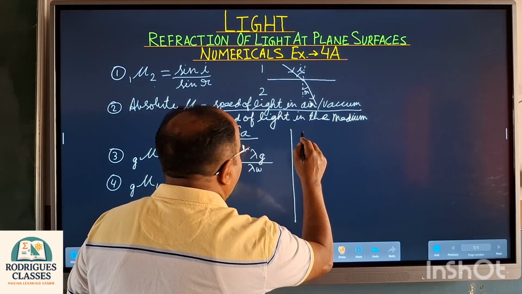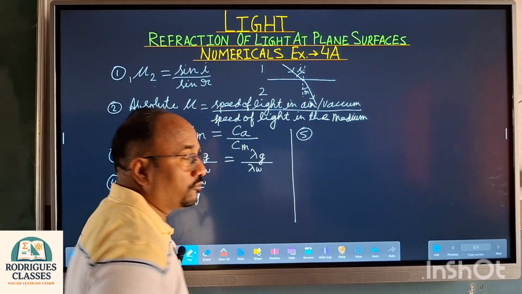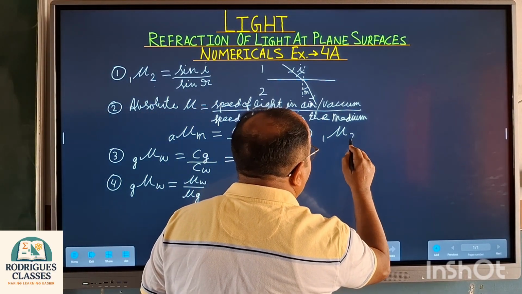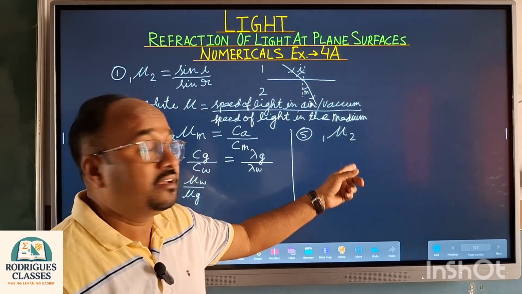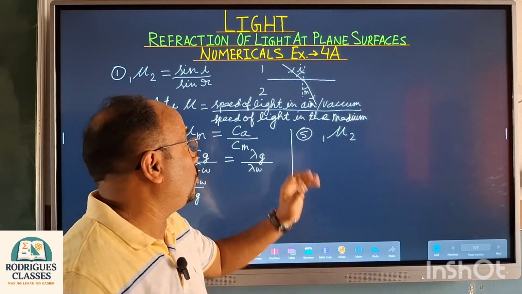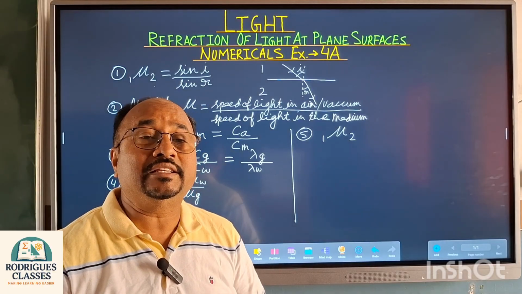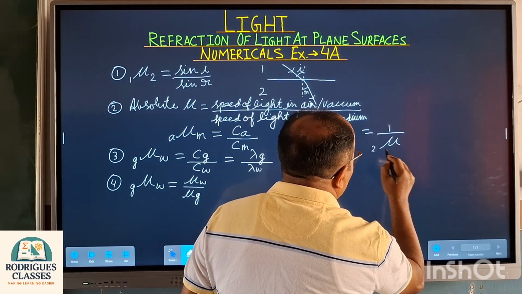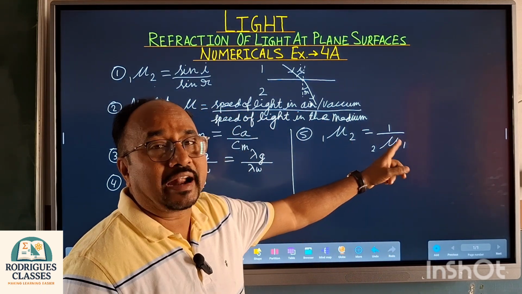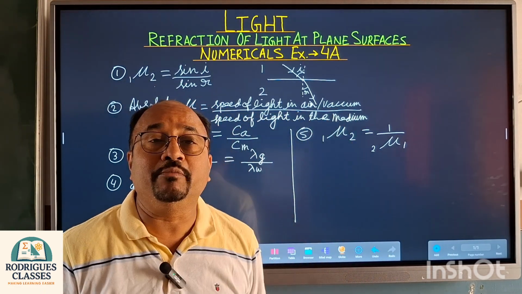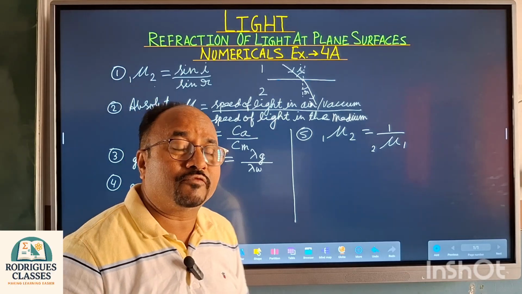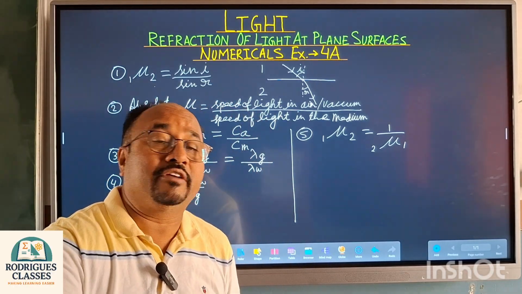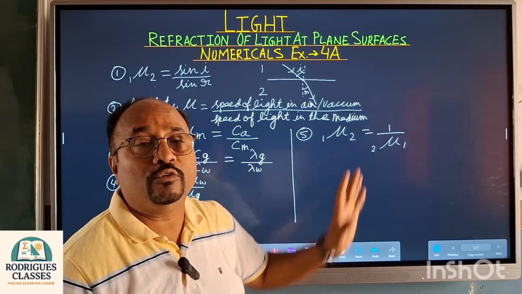So I will just do a partition here. Coming to the fifth one, if I have written like this, I will read it as refractive index of medium 2 with respect to medium 1. This I will write as 1 by 2 mu 1. It means refractive index of medium 1 with respect to medium 2. So if I know the refractive index of a particular medium compared to another, but I want to reverse it, this way you can find it.